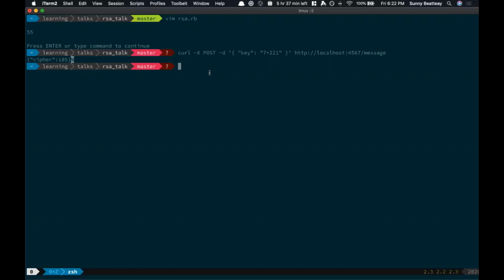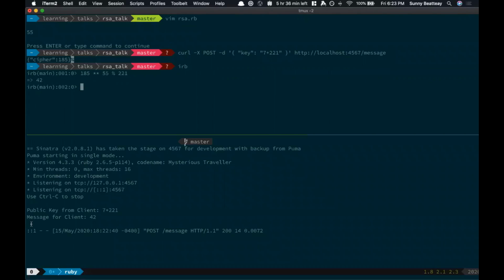But since I have the private key, let's see if we can decrypt this message. We know the cipher, so we can take the cipher and raise it to the power of our private key, 55 right here. And we're going to take the remainder of 221, which is n. We should arrive back at our original message, 42. Let's see if that was actually the number that the server sent me.